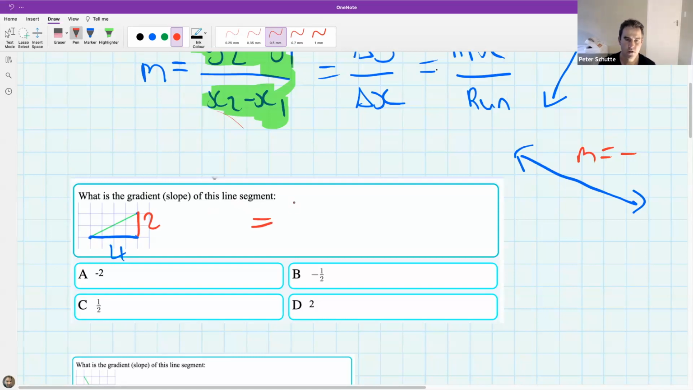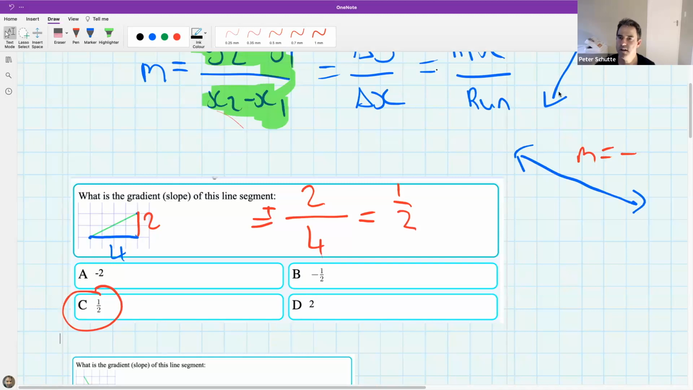So the change in x is 4 and the change in y is 2. And the direction it's going in is positive, which is 2 over 4, the same as a half. And so is there one that is a half? The answer is going to be C.